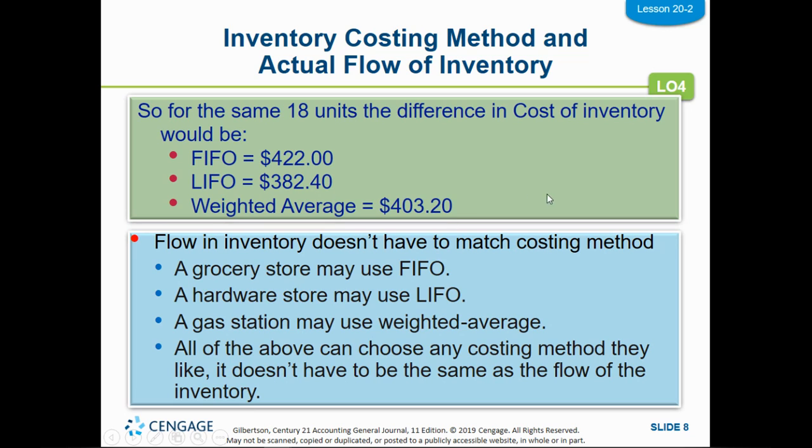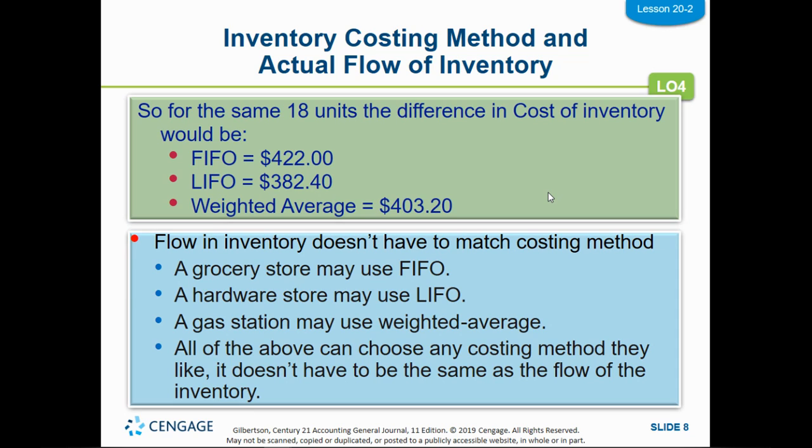So just in recap, for the same 18 units, the difference in cost of inventory for FIFO would be $422, LIFO $382, and weighted average would be $403. So you can see that the weighted average is somewhere in between the other two.